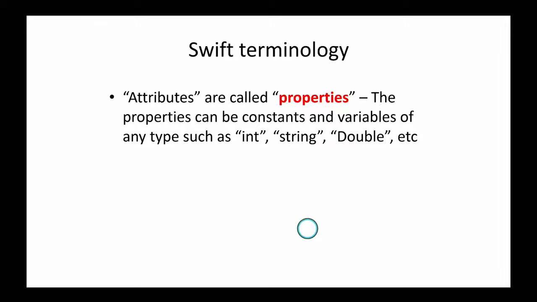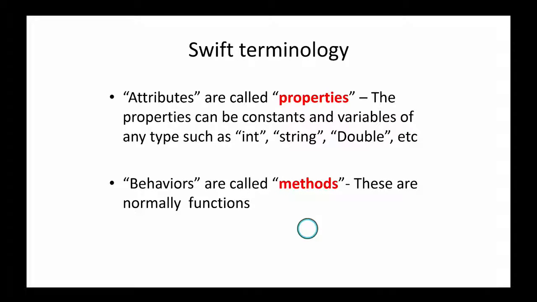I also mentioned to you that the terminology that we use are general terminology that we use in most object-oriented programming languages, but in the case of Swift has some very specific terminology, and you need to be aware of this. The attributes are not called attributes in Swift, they are called properties. The properties can be constants and variables of any type, such as integer, string, double, etc. So important point here is attributes are called properties in Swift.